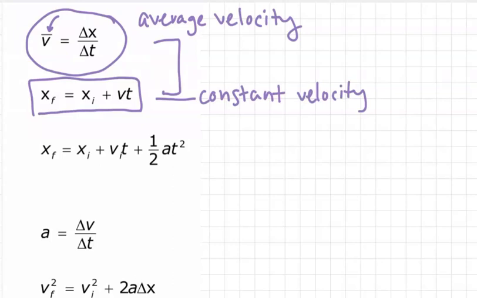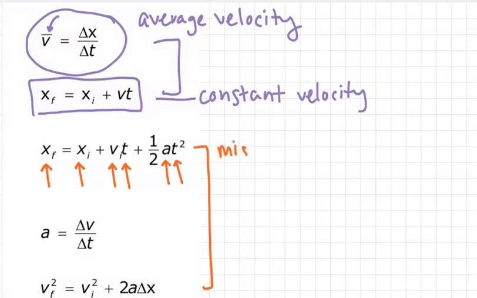Then when we look at these last three, these are the equations that we use when we do have acceleration. So this first one, we have final position, initial velocity, time, acceleration, and then time again. So the only variable that we're missing here is our final velocity.